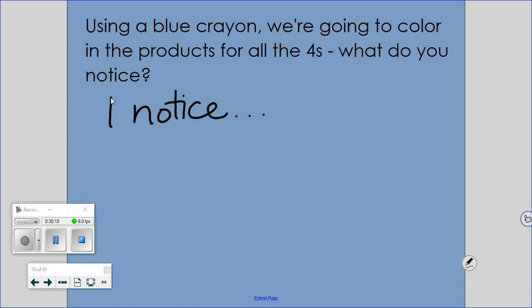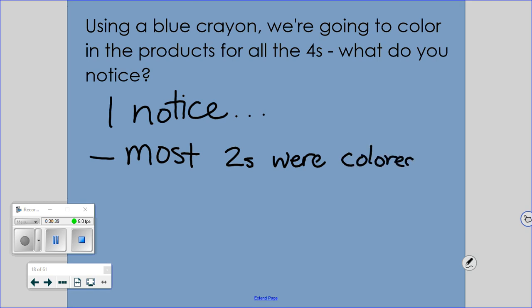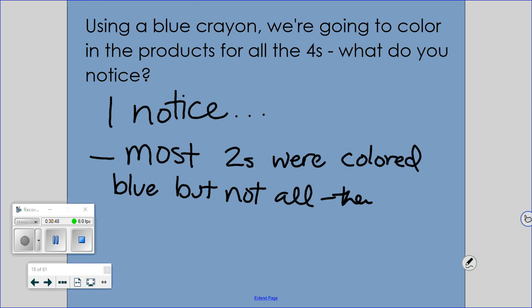So did we color in every tube? No, there are still just some yellow ones. But we skip counted along the way. So we noticed most tubes were colored blue, but not all. They skipped. That's what Lainey was saying. Each row skipped one. It went overlap, yellow, overlap, yellow, overlap, yellow.